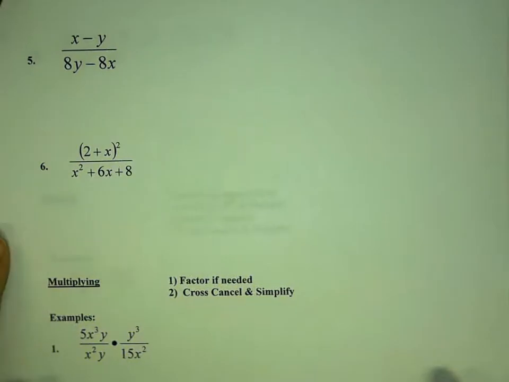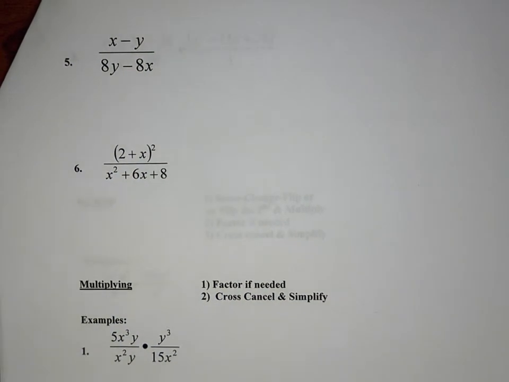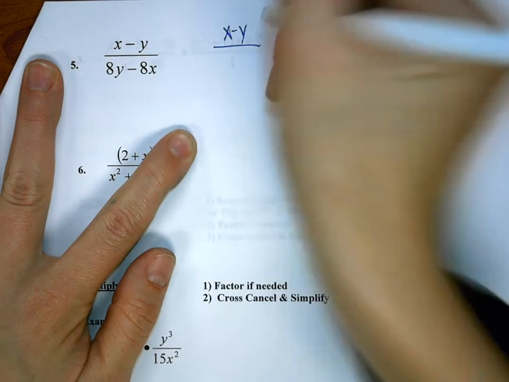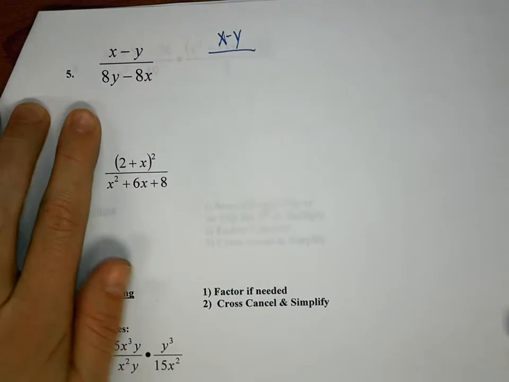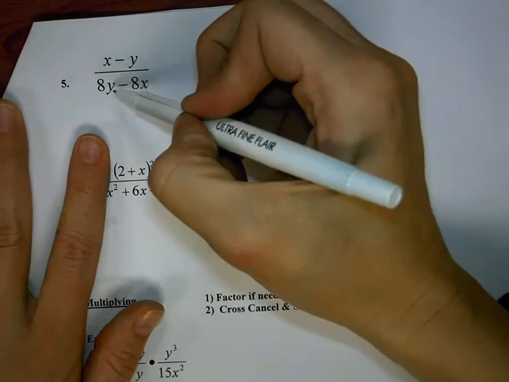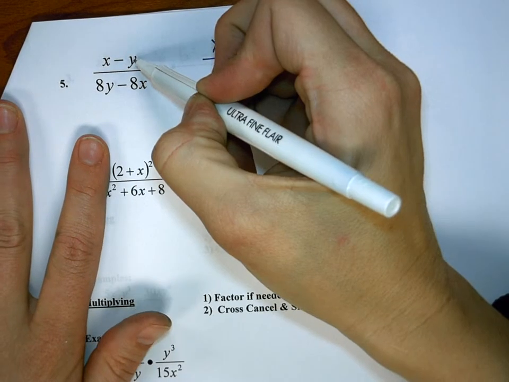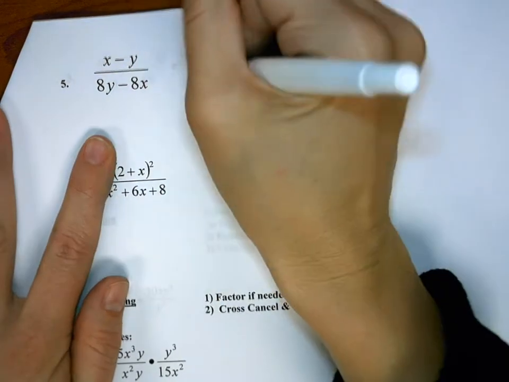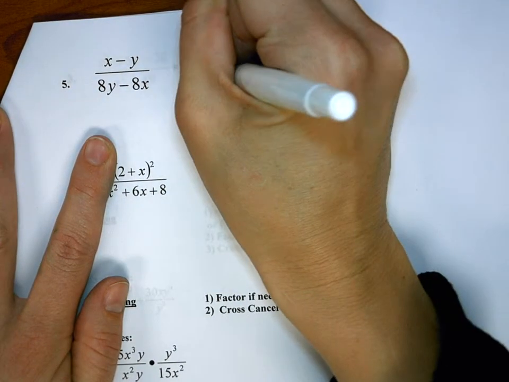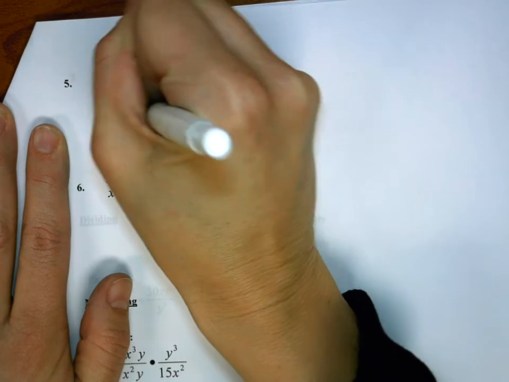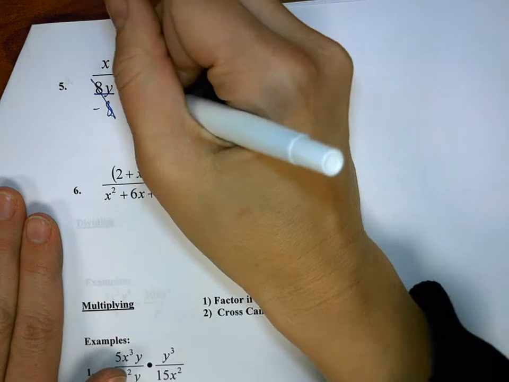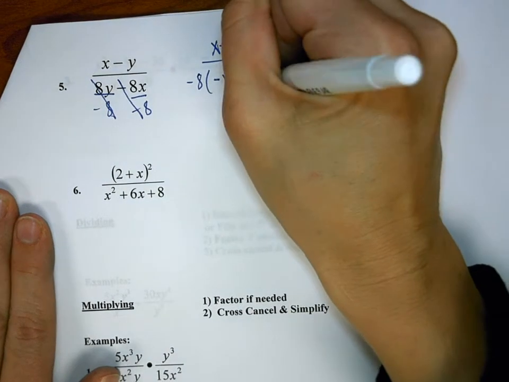On example 5 now. x minus y cannot be factored. So my numerator stays as x minus y. My denominator, though, has a GCF of 8. But if you notice here, see how here the y is positive and on the top y is negative. Here x is actually negative and here x is positive. So if I take out a negative 8 and I divide each of these by negative 8, I end up getting a negative y, and here 2 negatives make a positive, and a positive x.